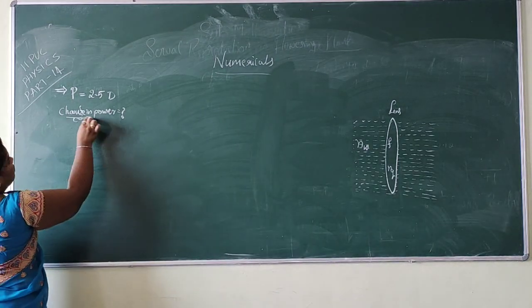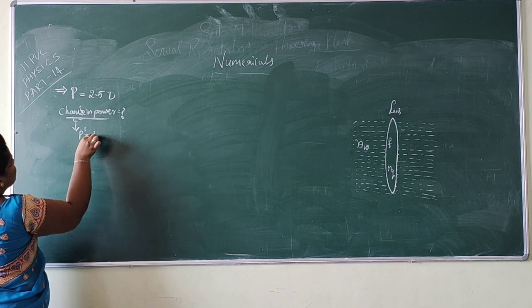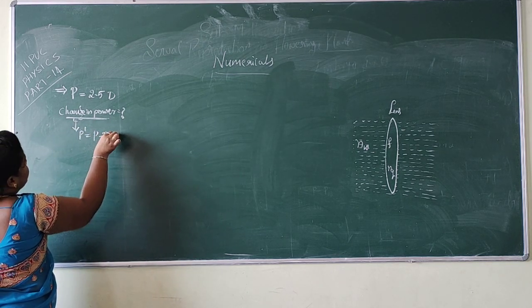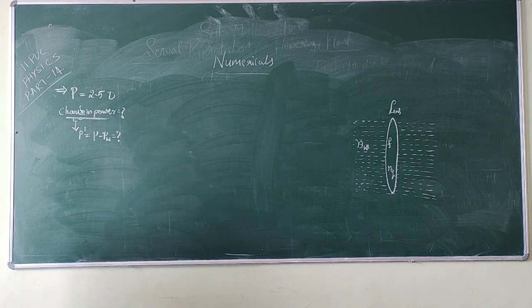So the changing power is written as P dash is equal to P minus PW, which is equal to question mark. So again the same thing I am writing.